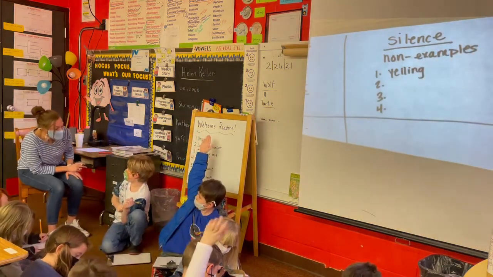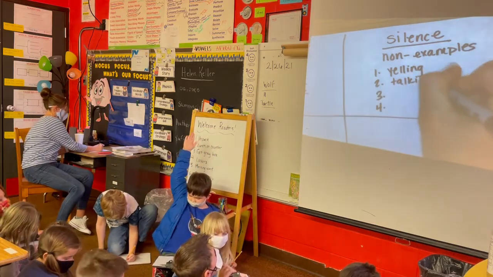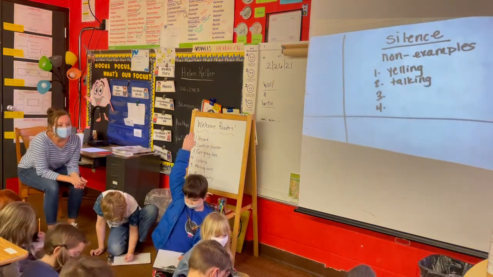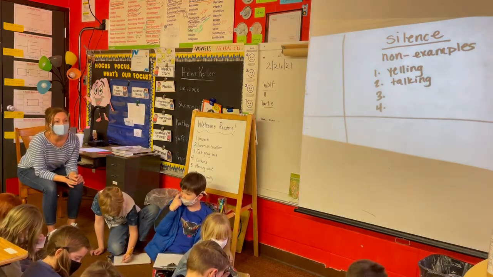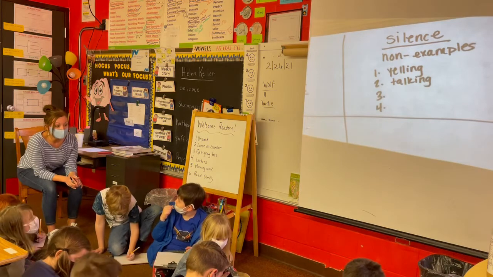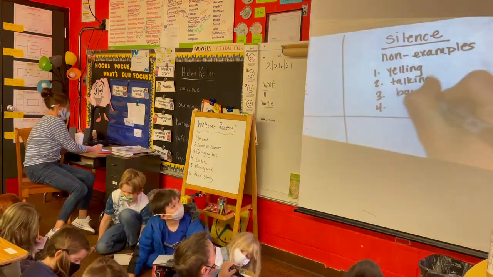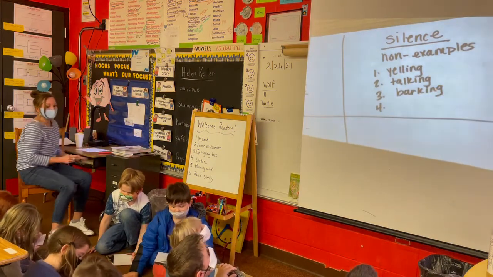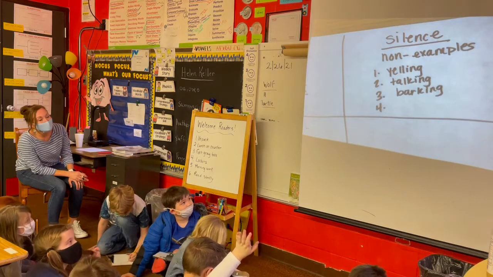Keegan: Talking. Talking isn't silent. Zane: Dogs. Dogs doing what? Sometimes my dog is silent when it's barking. Barking, that's a good one. Use your smart brain, please. All right. Let's do one more.